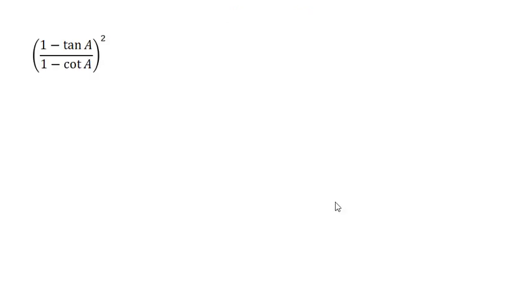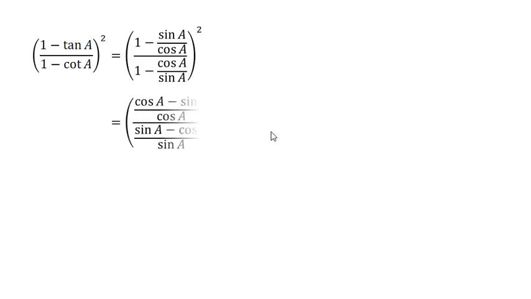Now let us see 1 minus tan A upon 1 minus cot A the whole square. As I have to prove that this is tan square A, I will simplify the inner side and prove that it is equal to tan A. So I will not expand this. I will write this as 1 minus sin A upon cos A, whole divided by 1 minus cos A upon sin A, the whole square. Now simplify it. So it is cos A minus sin A whole divided by cos A, whole divided by sin A minus cos A upon sin A.